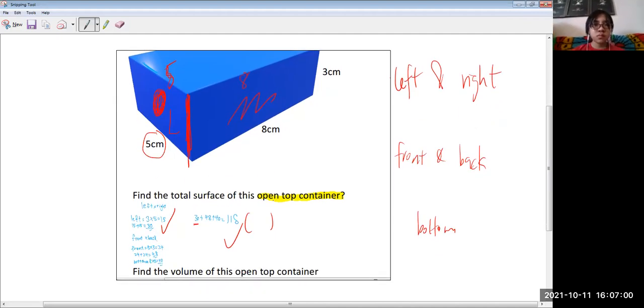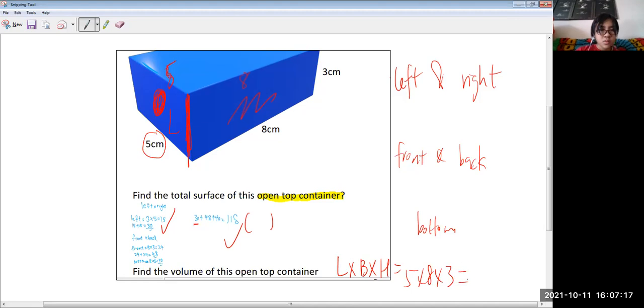Then next, find the volume of this open top. The volume will be, what's the formula for volume? Length times breadth times height. Correct. So it's just 5 times 8 times 3. The answer should be 120 cm cube. Did you get this correct? Let me double check. Yeah, but I forgot to write the unit.